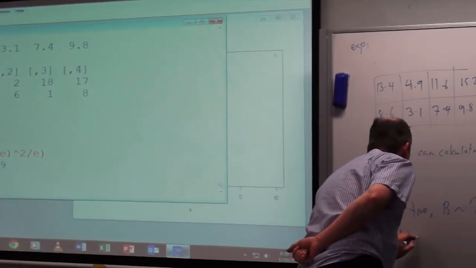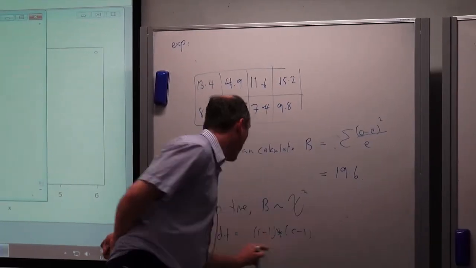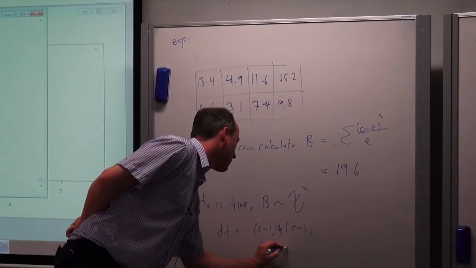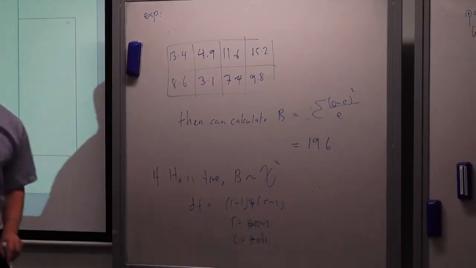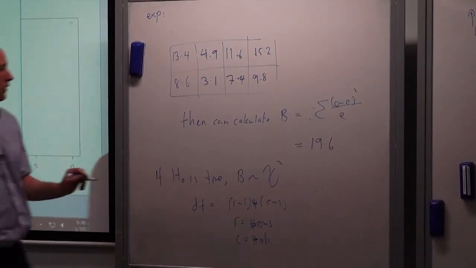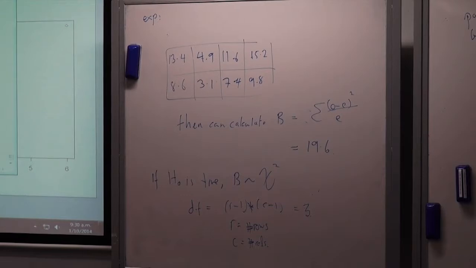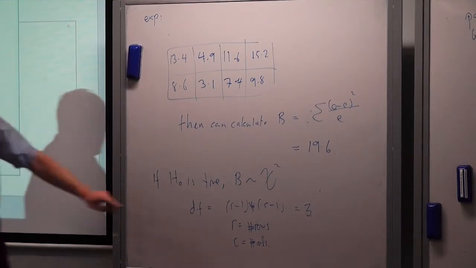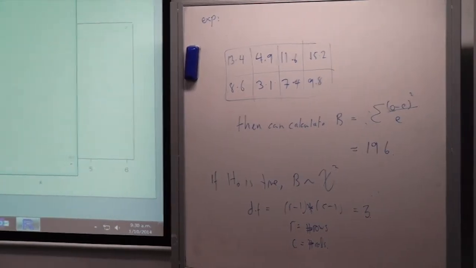Degrees of freedom equals R minus 1 times C minus 1, where R and C are the number of rows and number of columns. So it's just 1 in this case. So in that case, it's 3. 3 degrees of freedom. So if the null hypothesis is true, this badness here is chi-squared 3. So I can give you a p-value for that.